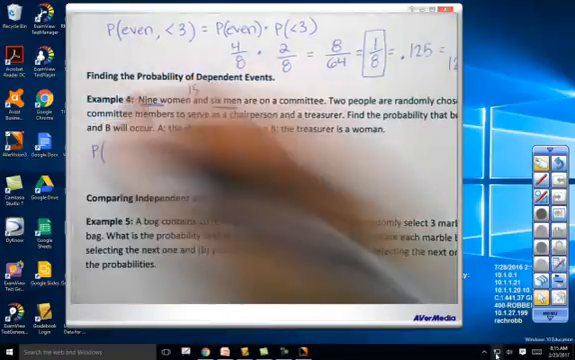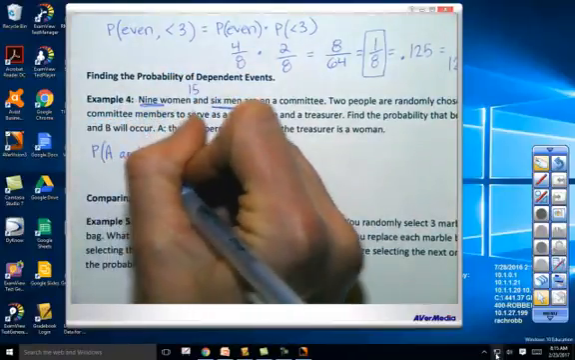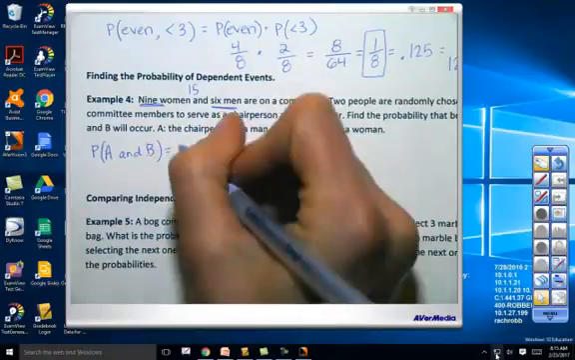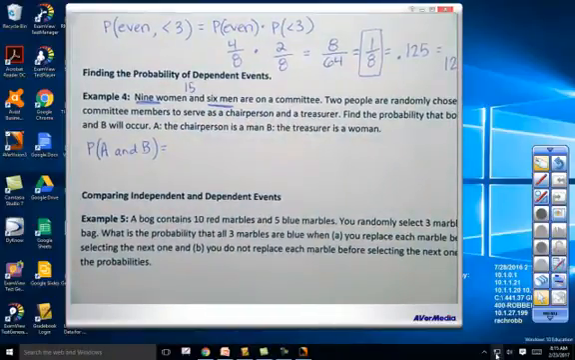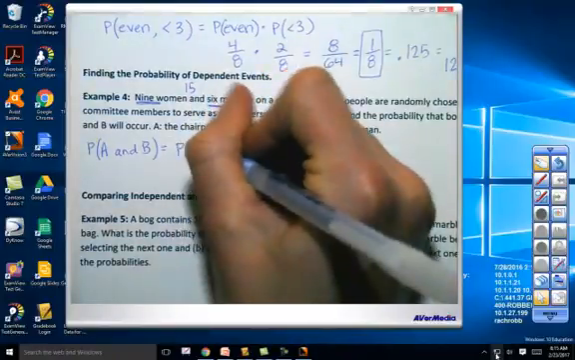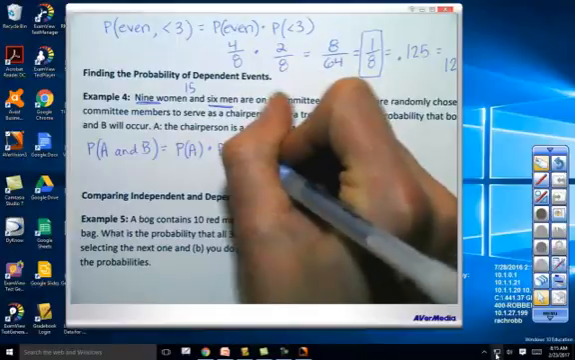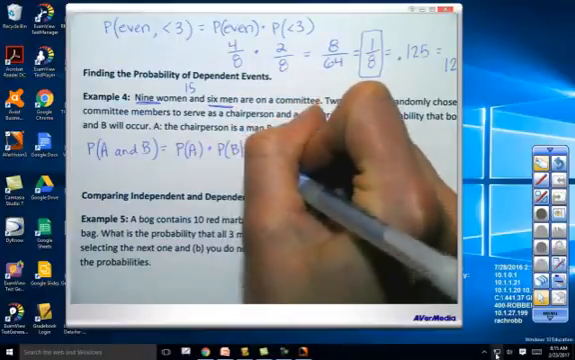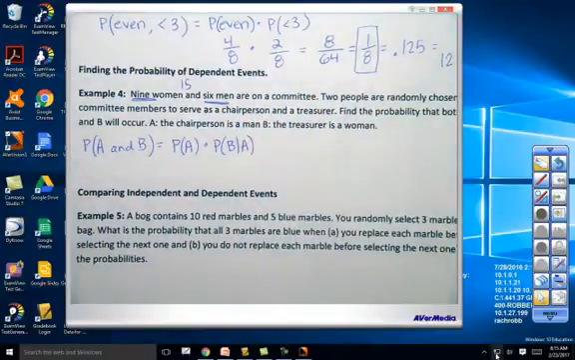So we want the probability of A and B, which is, now we have to decide, are these independent or dependent events? What'd you say, Lane? Dependent, because if I pick a man out, right, are there less people now to choose from? Yeah, so that's affecting the chance for the next person to be chosen. So we're going to do the probability of A multiplied by the probability of B given that A has already occurred. And it's not really more math than you just have to think about it.